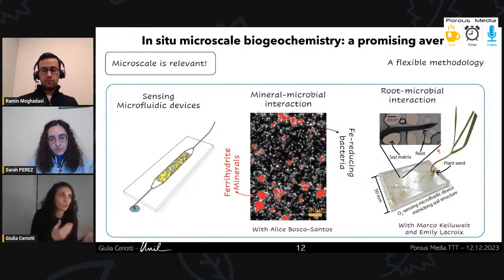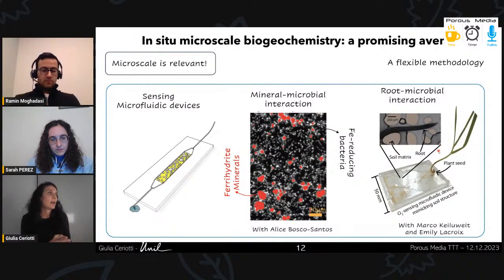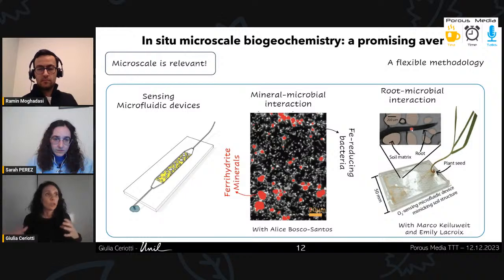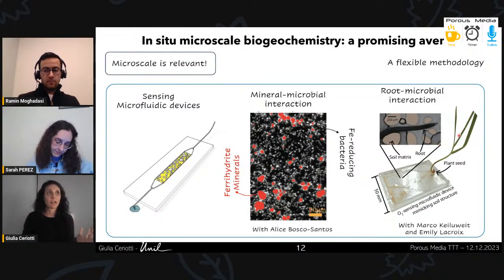And just to give you an idea how flexible and how interesting the techniques are, we are also applying them to other types of bacteria and other systems that include mineral and microbial interaction, where we are studying how iron reduction is driven by bacteria in a fully oxic system. And we're also studying how the soil microbial community interacts with roots in a microfluidics device where we are growing a real plant.